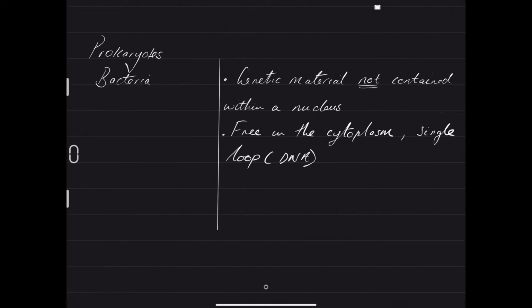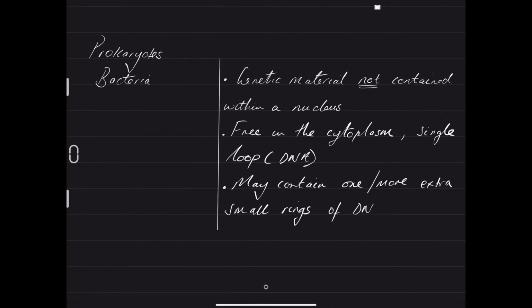The third point about the DNA or the genetic material found in prokaryotes is that they may contain one or more extra small rings of genetic material, of DNA. Okay, and these are called plasmids.